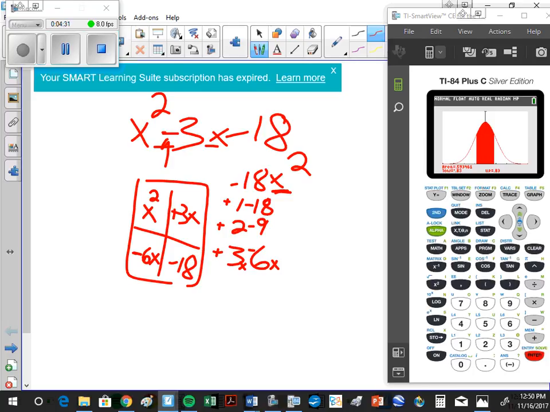What does the top row have in common? X. And if I pull out an x from each of those, I get x plus 3. Now if I take an x out of the first row, or first column, I get x minus 6, and then we just double check. Is negative 6 times positive 3 negative 18? Yeah. So my factors are x plus 3 and x minus 6. And I believe 3.4 just says factor.